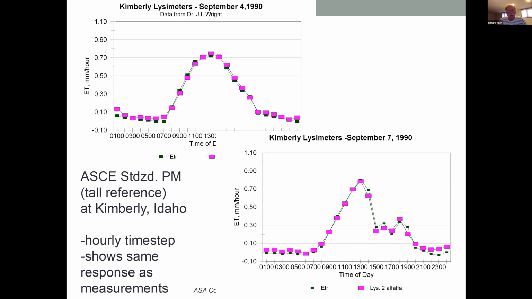So these types of graphs give us a lot of confidence that the Penman-Monteith equation used as a reference to represent a full cover vegetation has pretty much all of the parameters required to follow what occurs in nature.